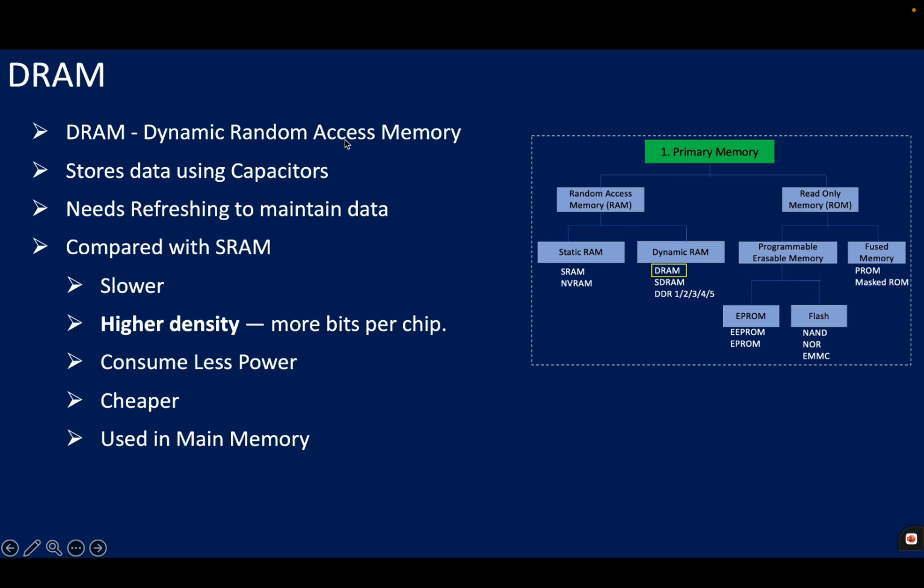DRAM stands for Dynamic Random Access Memory. Unlike SRAM, DRAM stores data using capacitors. But these capacitors gradually lose their charges, so DRAM needs to be refreshed periodically to maintain the stored data.